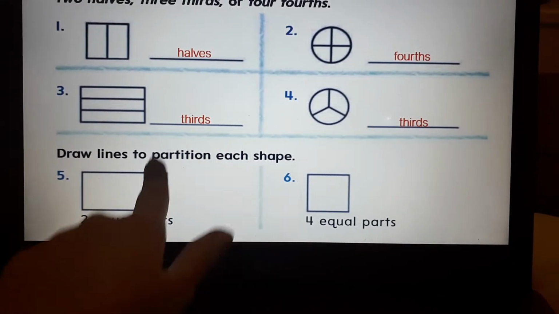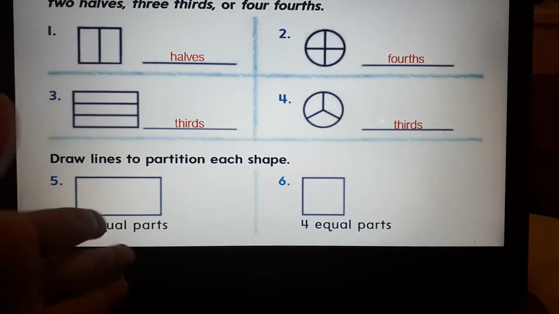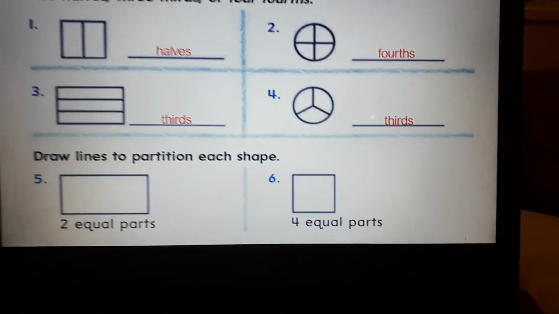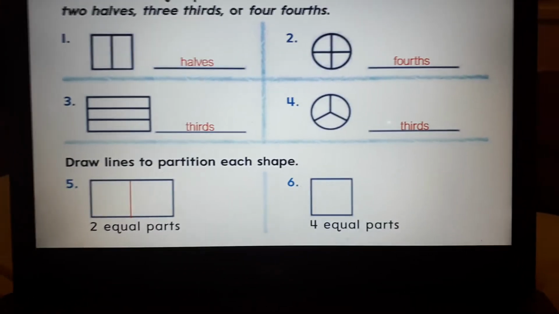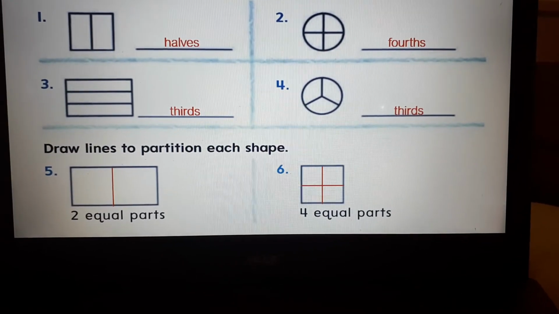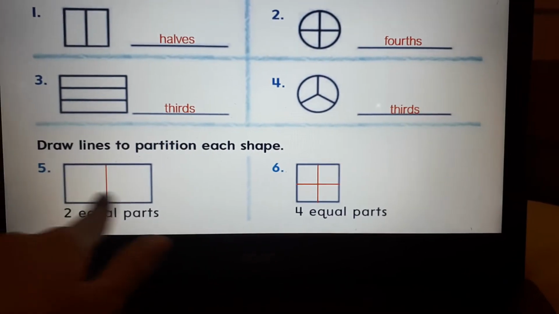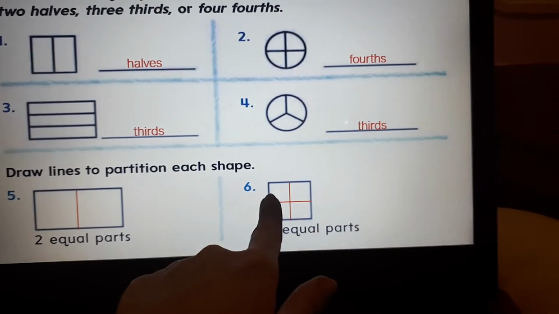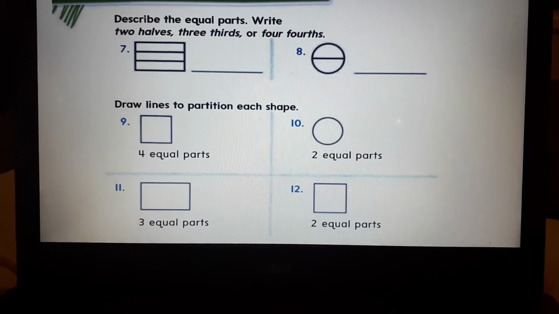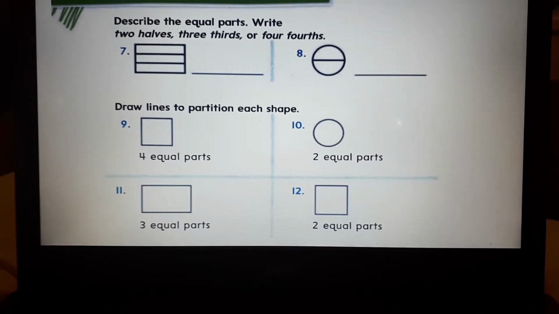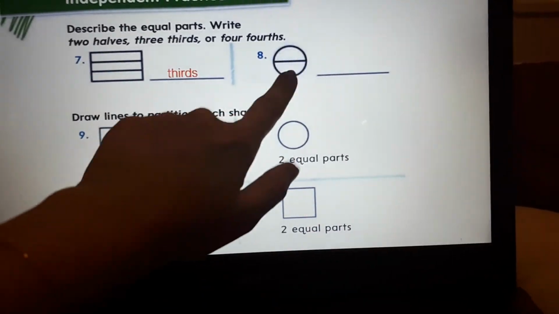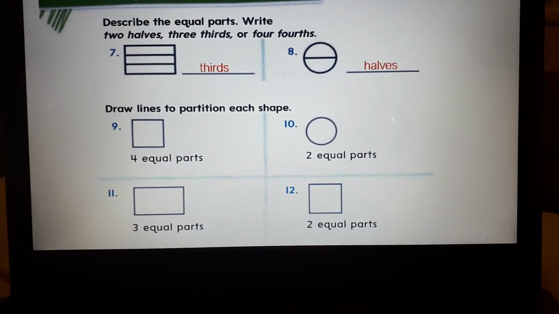Again, what do we mean by partition? Partition, it means divide. So here I want to divide this rectangle into 2 equal parts. Look here, you see? Here I want to divide this square into 4 equal parts. So here it becomes 2 halves. Here it becomes 4 fourths. Here you will write also 2 halves, 3 thirds, or 4 fourths. 1, 2, 3 thirds. 1, 2, 2 halves.